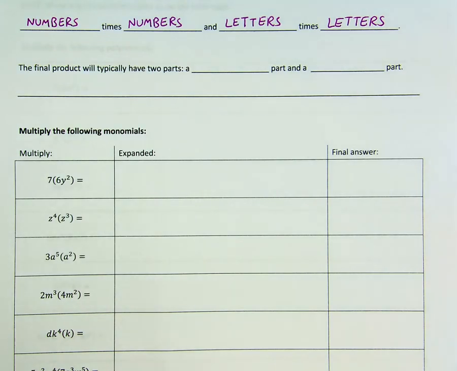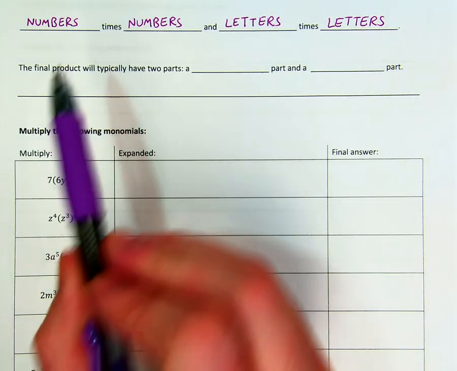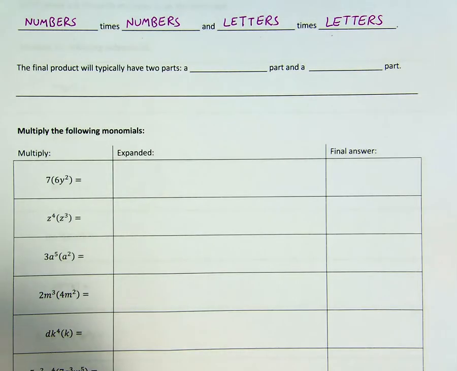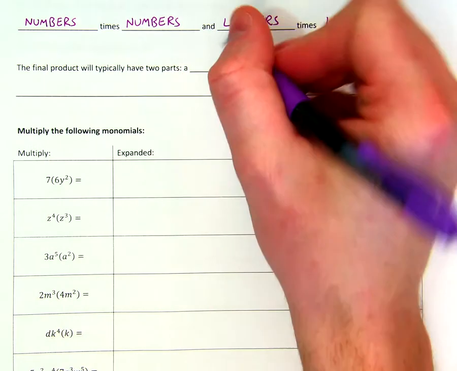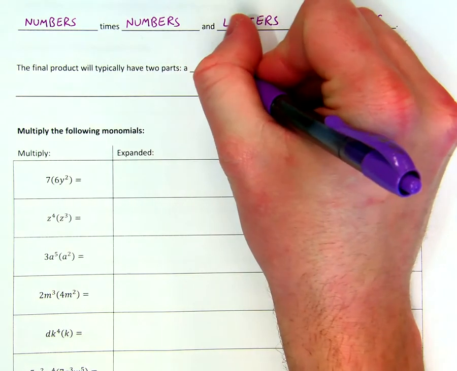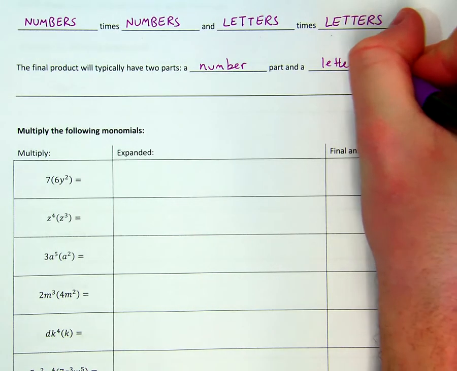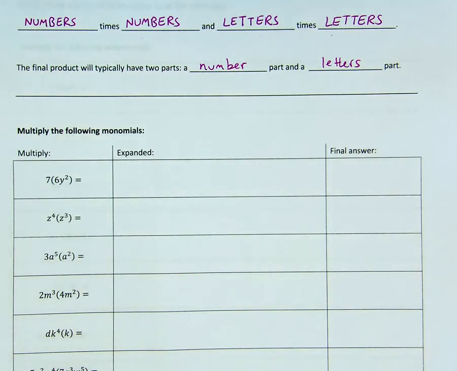When multiplying monomials, the key thing to remember is numbers times numbers and letters times letters. The final product will typically have two parts: a number part and a letters part. Let's see what that looks like.